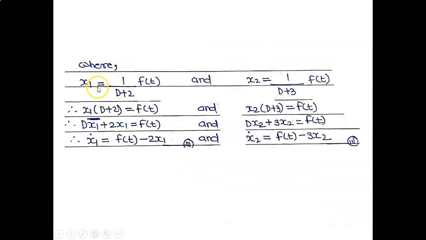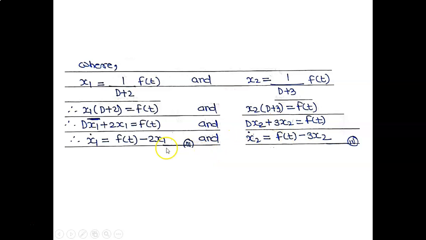Therefore, x1 is equal to 1 divided by (D plus 2) into f(t). Cross multiplying, (D plus 2) x1 is equal to f(t). Therefore, Dx1 plus 2x1 is equal to f(t), so x1 dot is equal to f(t) minus 2x1. This is equation 3. Similarly, x2 is equal to 1 divided by (D plus 3) into f(t). Therefore, x2 (D plus 3) is equal to f(t), so Dx2 plus 3x2 is equal to f(t). Therefore, x2 dot is equal to f(t) minus 3x2, equation 4.